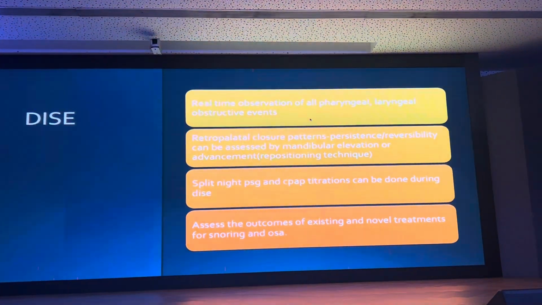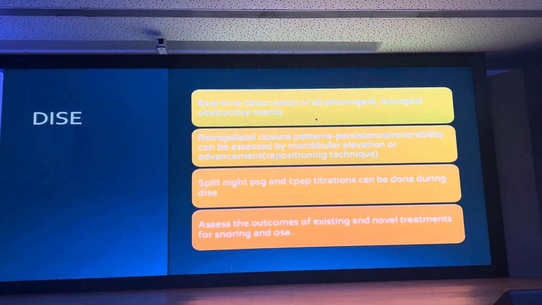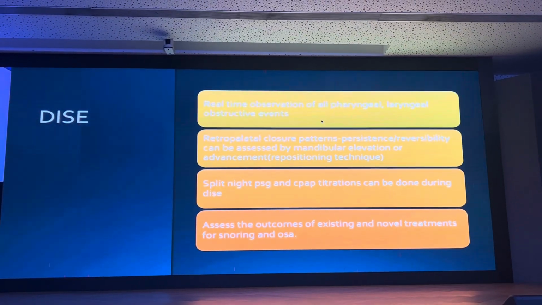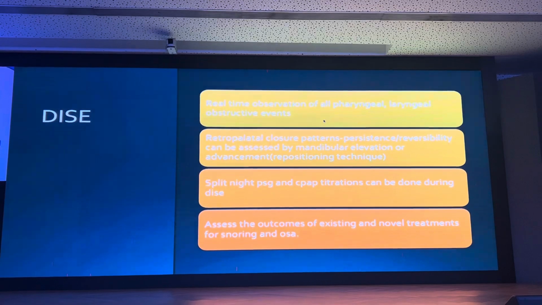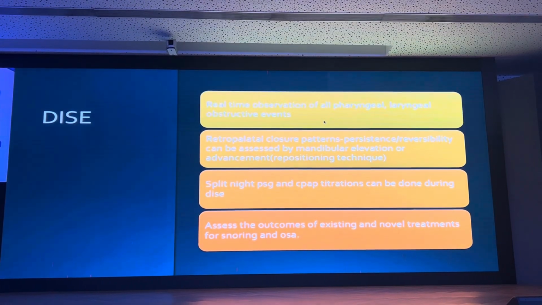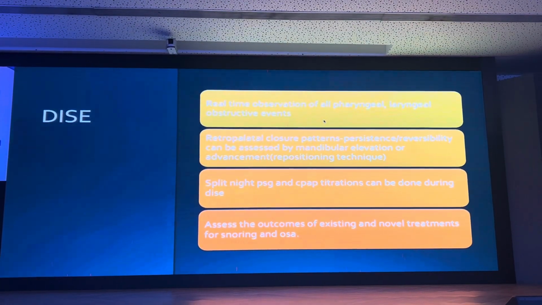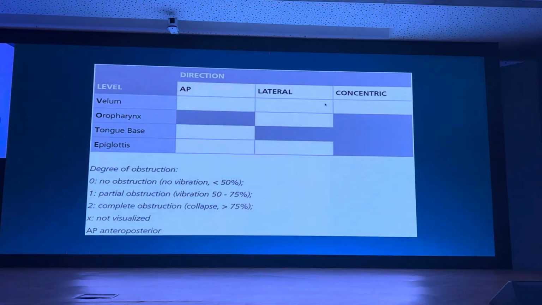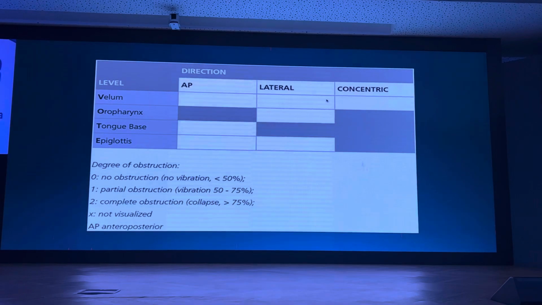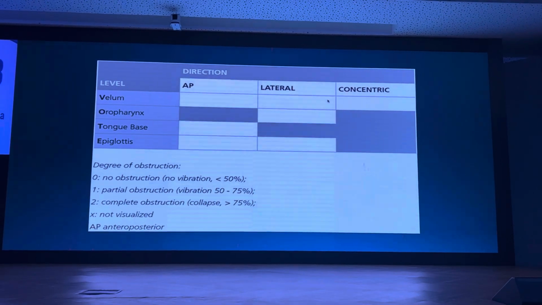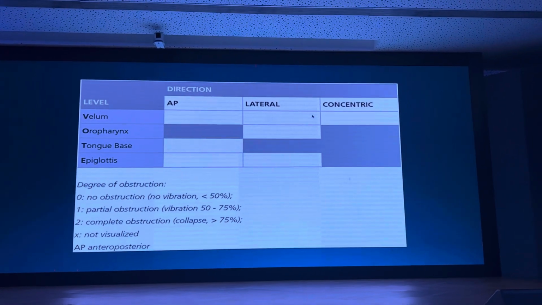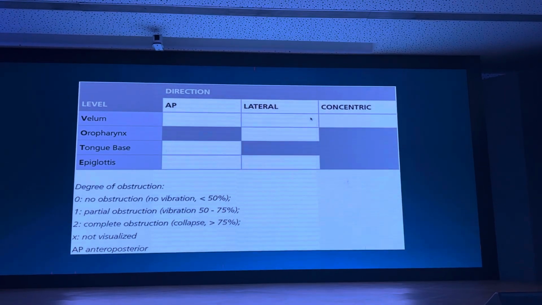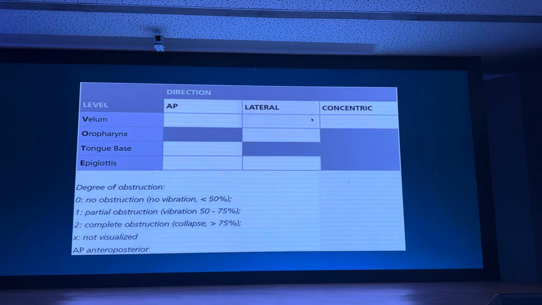So what are the advantages? One, real-time observation at the pharyngeal and laryngeal levels. Retropalatal closure patterns can be observed, and it can also be combined with interventional studies, and we can titrate CPAP to set the optimum pressures. We score these based on the VOTE classification: velum, oropharynx, tongue base, and epiglottis. We see whether there is any obstruction, no obstruction, or complete obstruction. Or when there's no obstruction, you also have to look for any vibrations.